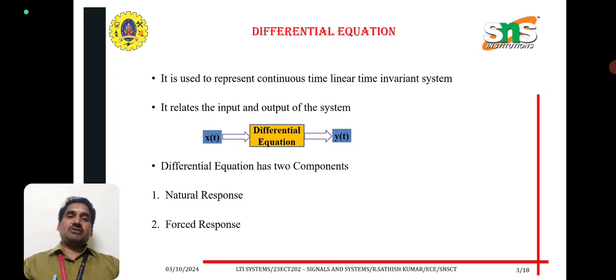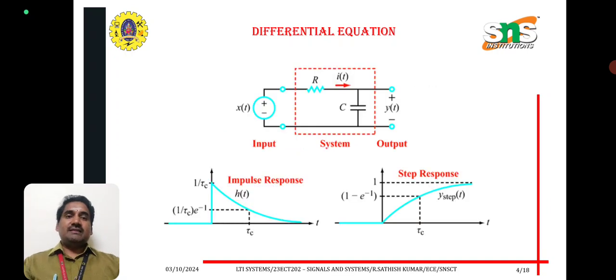When we give x of t to the differential equation, it can produce the output as y of t. The differential equation has two components, natural response and forced response. This is the differential equation: when we apply the input to the system function, it produces the output, which is nothing but the response y of t.